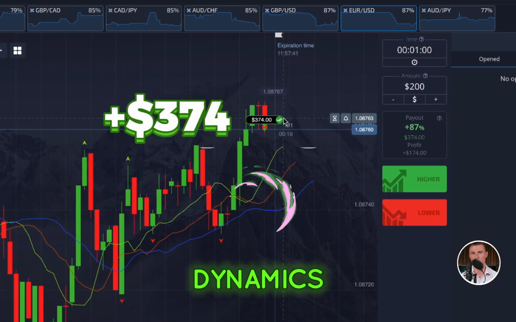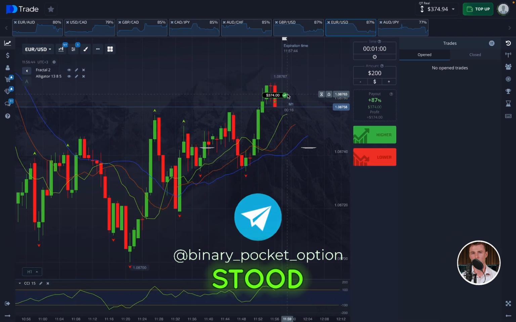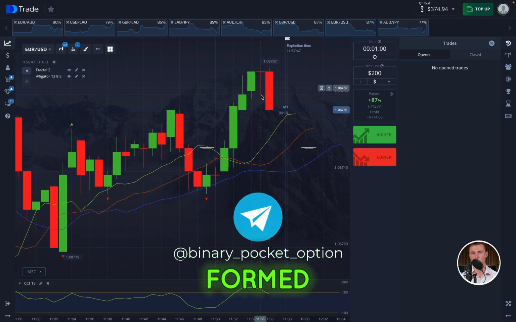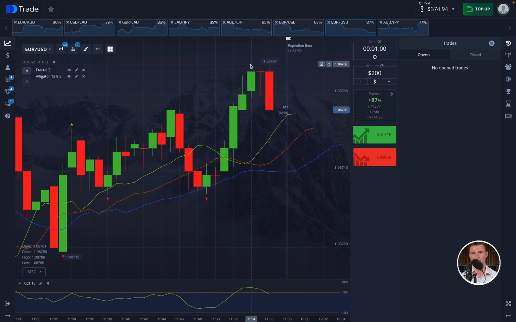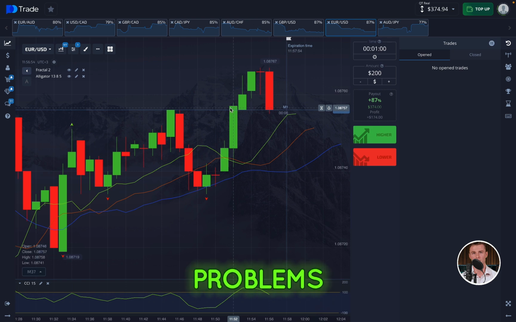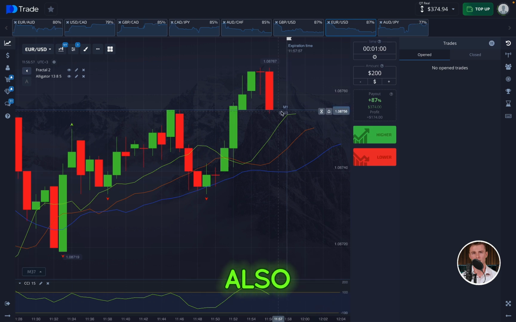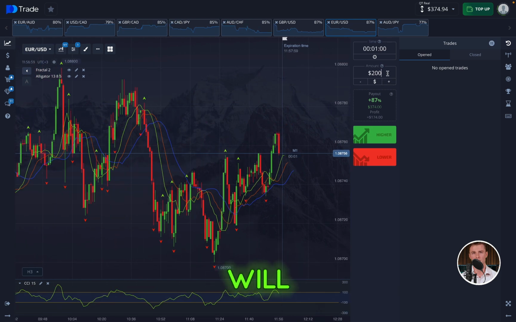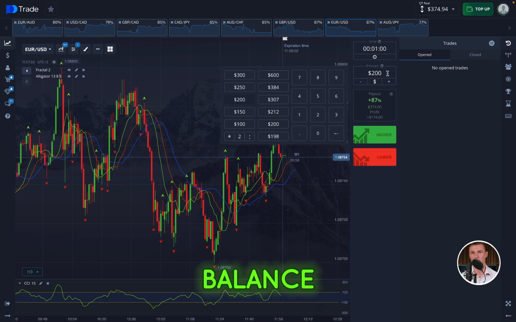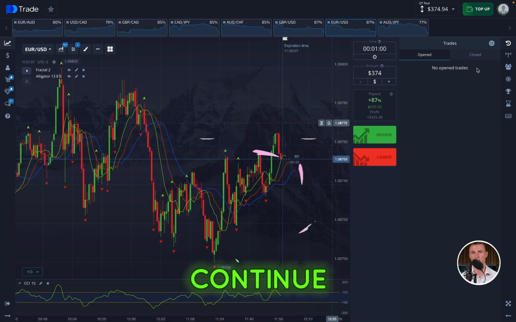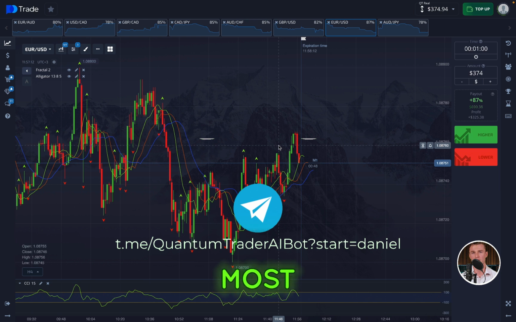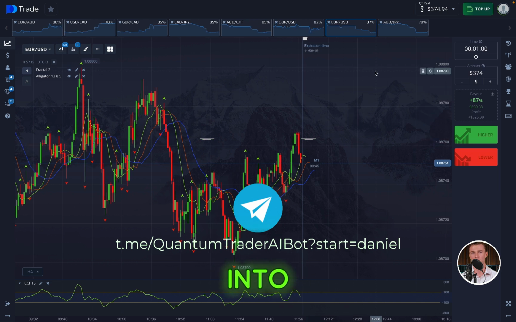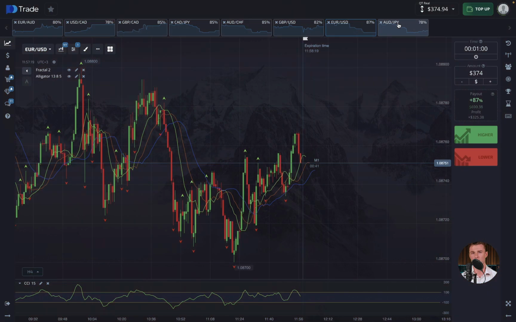Actually, the dynamics rolled back, and at the beginning, the price stood still a little, a doji candle formed, but still after that, there was an impulse of downward direction, and I closed the deal without any problems. In the plus, also to get back into a good profit, I will put the maximum of my balance for the next deal. I will take risks again. Let's continue. And I will select the following currency pair for the most optimal entry into the transaction.